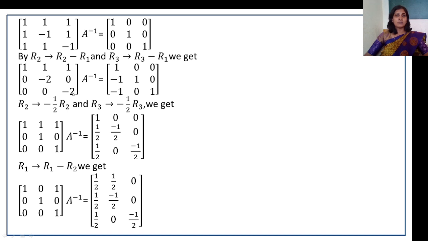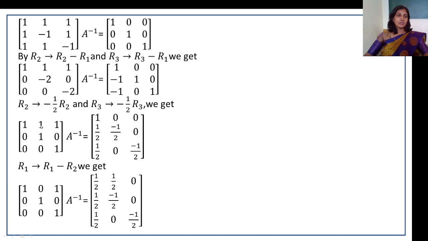Minus 1 minus 1, minus 2. 0 minus 1, minus 1. 0 minus 0, 0. 1 minus 0, so here is 0. Now make these 2 into 1 at a time, that is R2 gives minus 1 by 2 of R2 and R3 gives minus 1 by 2 of R3. So this and this becomes 1 and here we divide by 2. So here plus 1 by 2, here minus 1 by 2, here plus 1 by 2 and here minus 1 by 2.